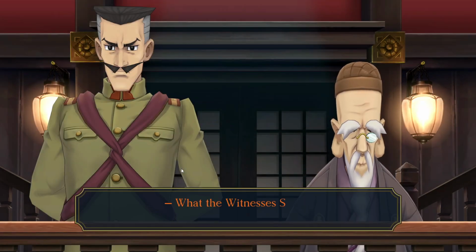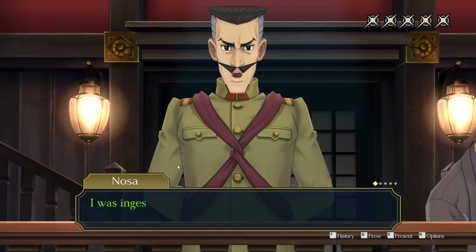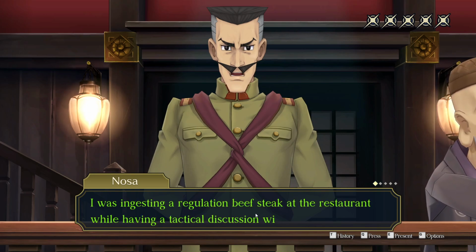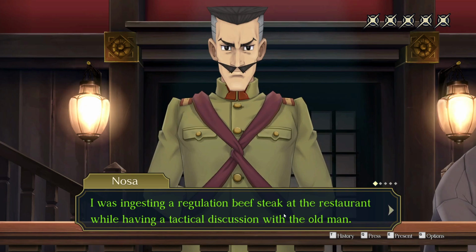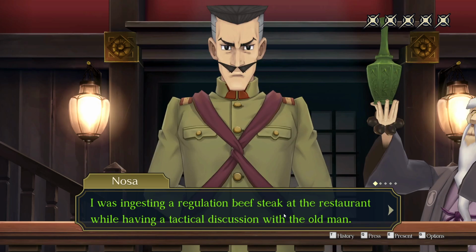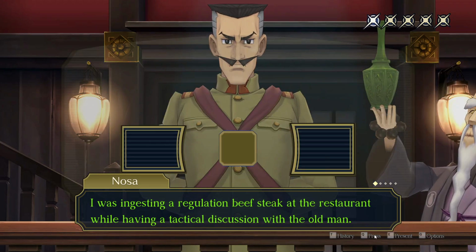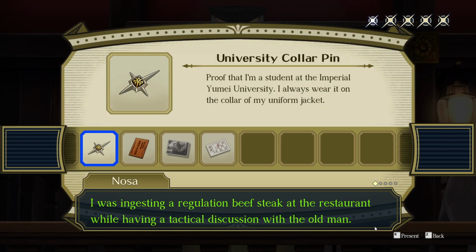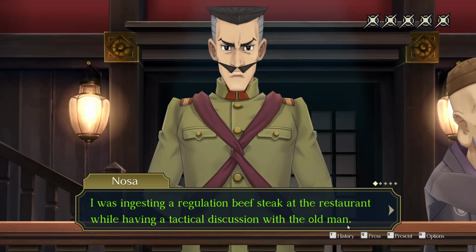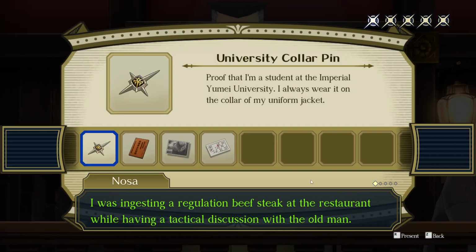Cross-examination. What the witnesses saw. I am not going to read this second time out loud because I did it the first time and it hurts to read too much. So what we have to do is, how do I find, what is the court record button? It's E. Yeah, it's E. Okay, so what information do we have that we can try and use to disprove whatever they say? We have a university collar pin, proof that they're a student at the university, which isn't really helpful to us right now, I don't think.